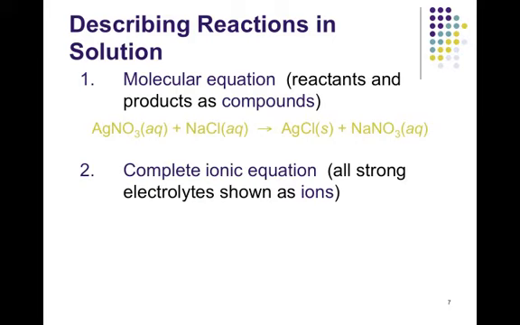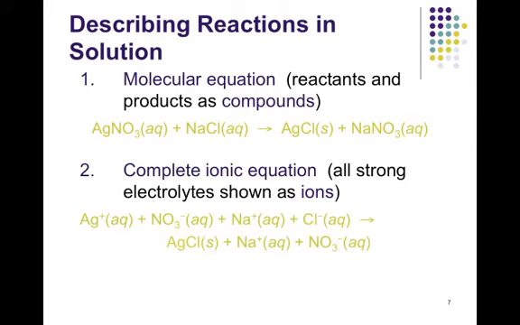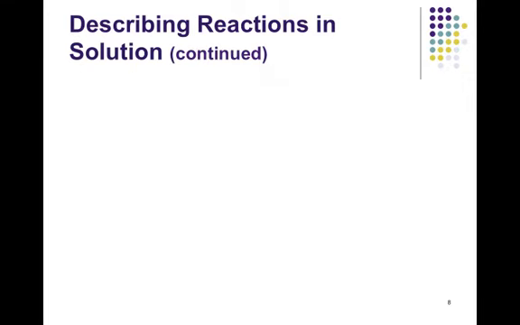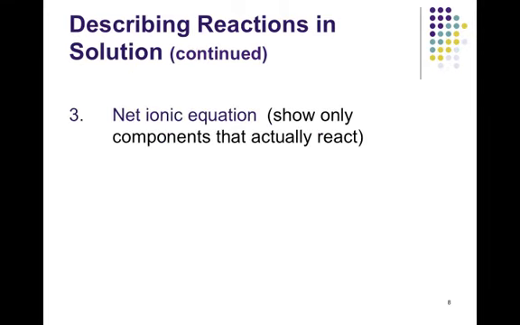They don't hang out together. They actually stay separate. So it would be better to show it thusly, where you have all the things that are aqueous split up into their component ions. Notice the only thing that stays together is the silver chloride. And why is that? Well, because it's not aqueous. It's actually a solid. So this is called a complete ionic equation. And all you have to do to make a complete ionic equation is take anything that's aqueous and split it up. You can then come up with a net ionic equation.